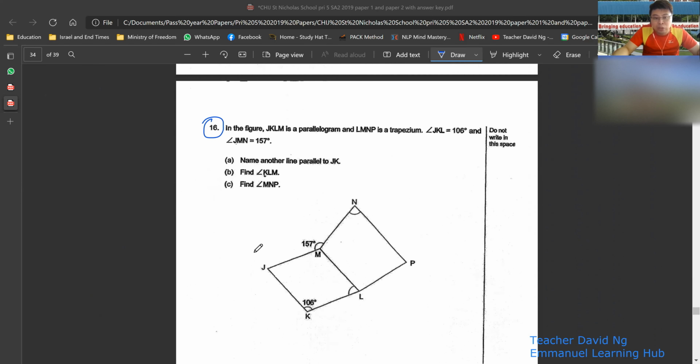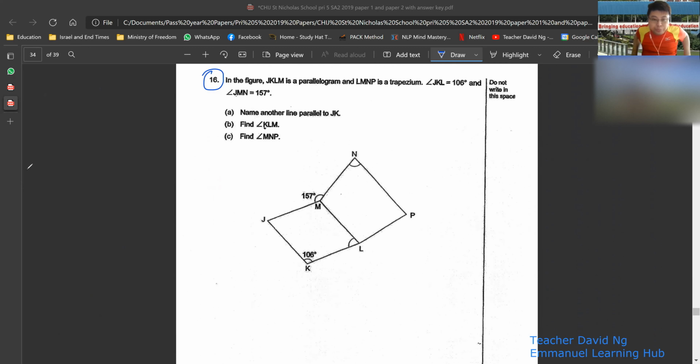16 also, but 16, let me run through with you. In a figure, JKLM is a parallelogram. JKLM is a parallelogram. When they explicitly tell you it's a parallelogram, right, what must you do? You mark out in the diagram to illustrate that it is a parallelogram. Okay? Because you're going to refer to this diagram when you do the question.